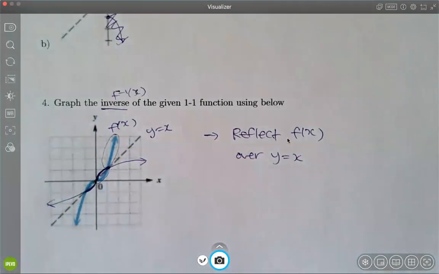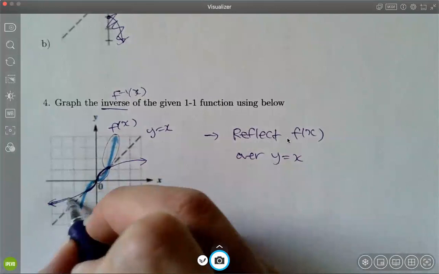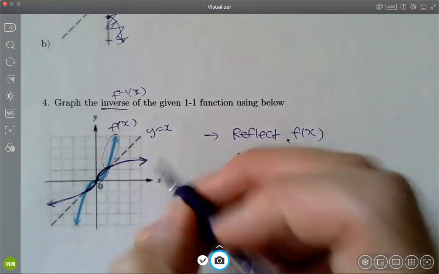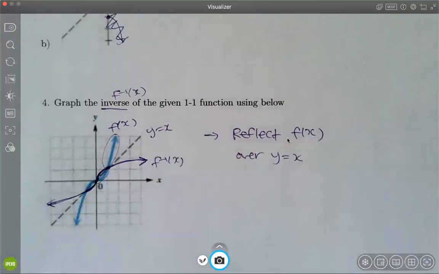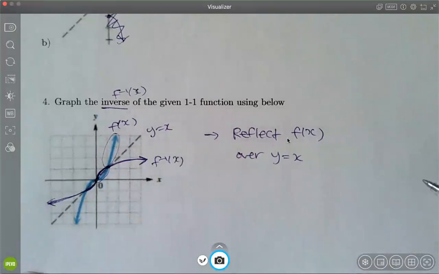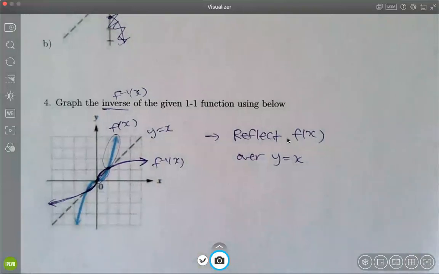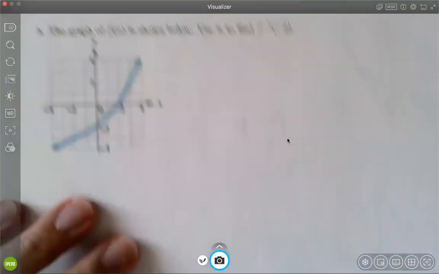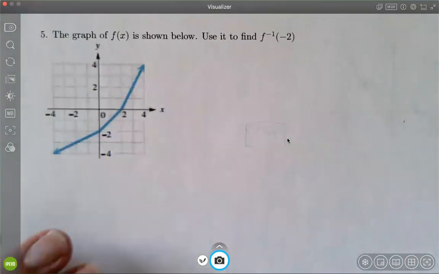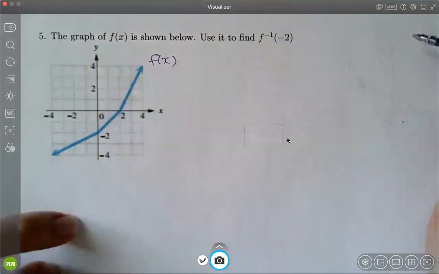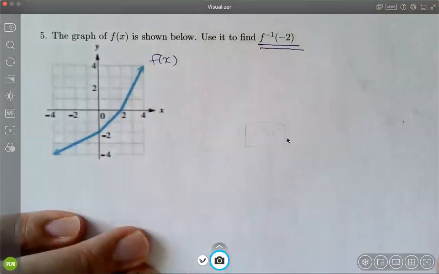Okay, so in summary, what's the answer? This one. Okay, so that's the graph of its inverse. So that is another application of that same fact. And then the last problem of the section is on the last page. This problem can be a little bit tricky. The graph of f of x is shown below. Use that to find f inverse of -2.